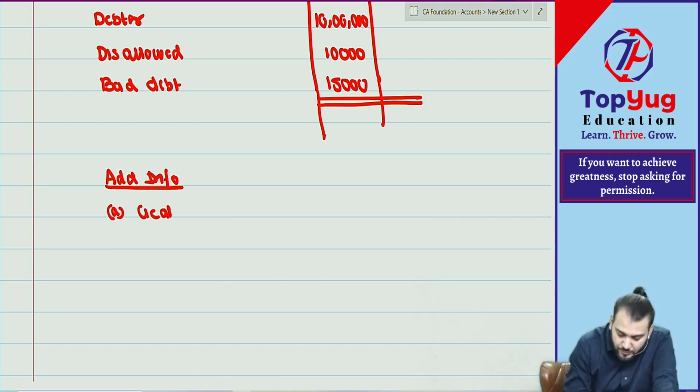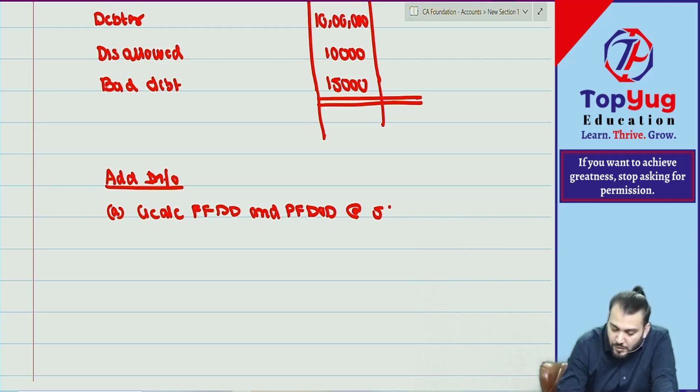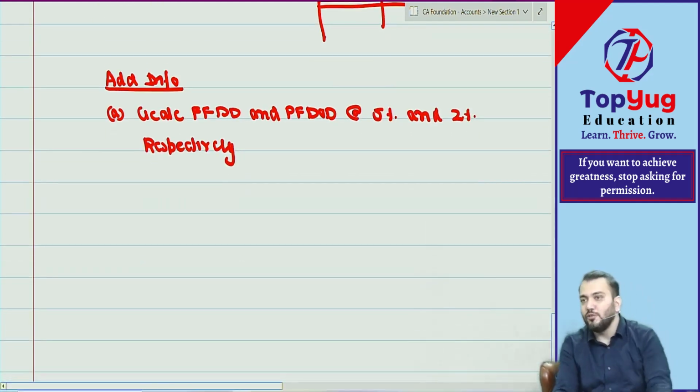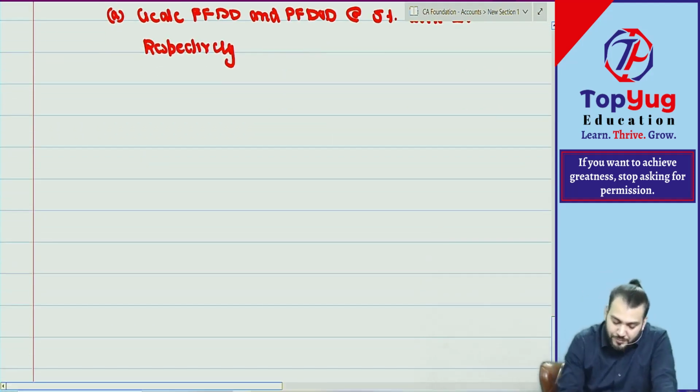Create provision for doubtful debt and provision for discount on debtor at the rate of 5% and 2% respectively. What is the meaning of respectively? It means 5% is for doubtful debt and 2% is for discount on debtor. Understood? Everyone, this point you understood?